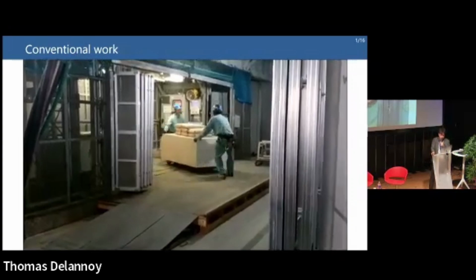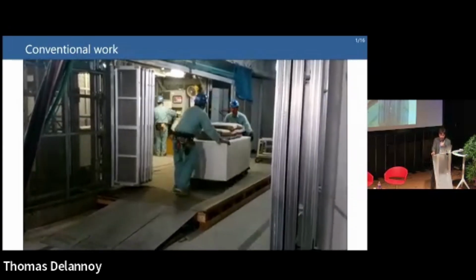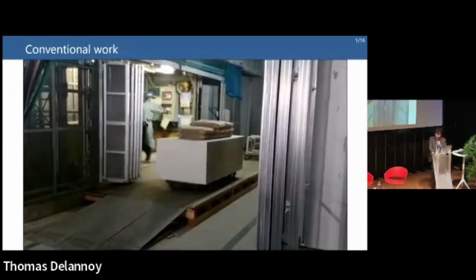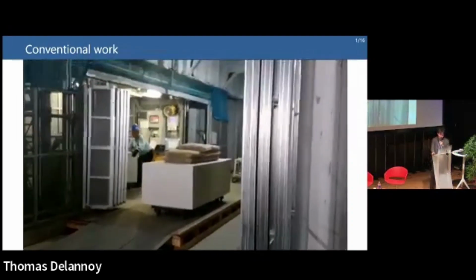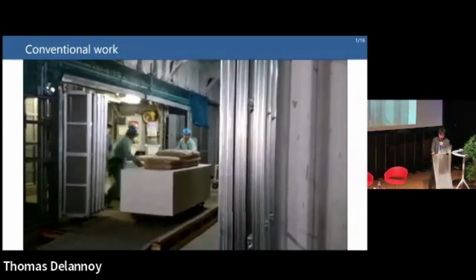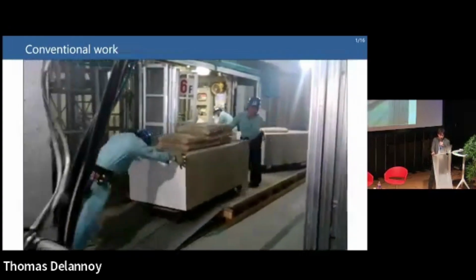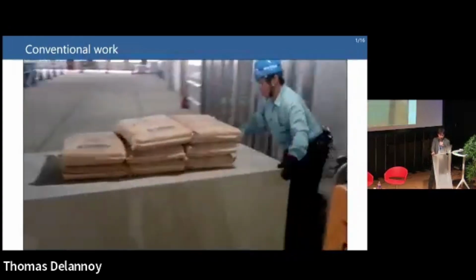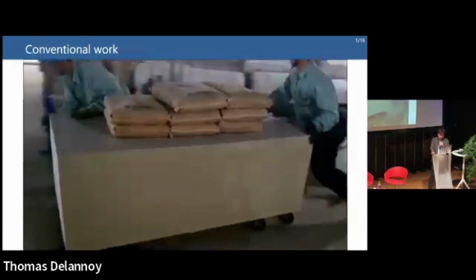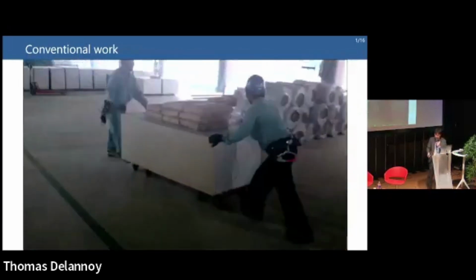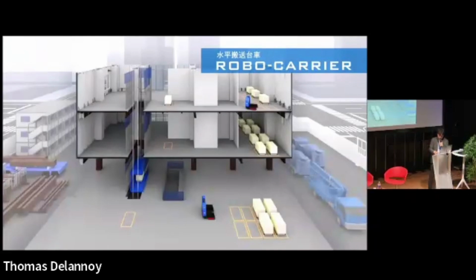Construction sites require the transport of many materials to the work site. This video shows workers transporting plasterboard on a trolley. The construction material weighs about 1,000 kilograms and it is dangerous and arduous labor. To solve this problem, we have developed an automated transport system.